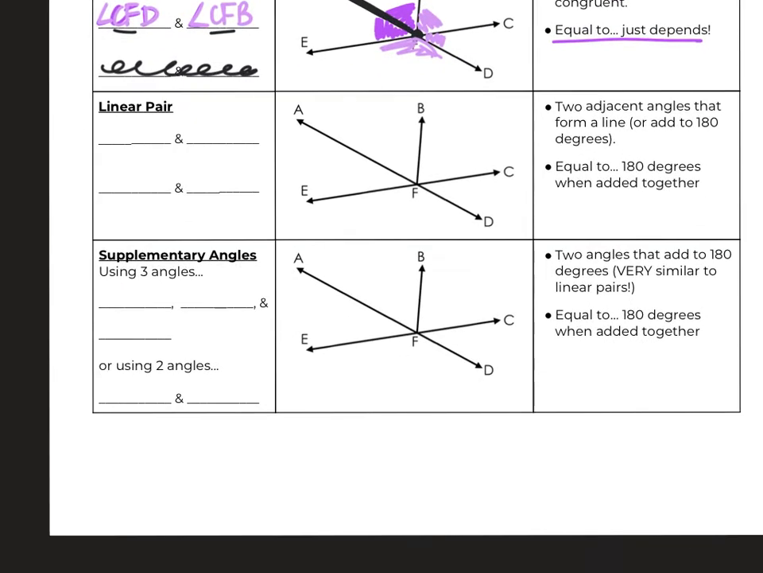Alright, so linear pair is two adjacent angles, so meaning beside each other, that form a line. Or you can think they add to 180 degrees because that's what a line is equal to. So for your equations, they will be when added together. Now one thing that's important for this is they are adjacent, so beside each other. And pair we know means 2. So I'm going to do one of those inclusive angles again. So I'm going to say AFC.